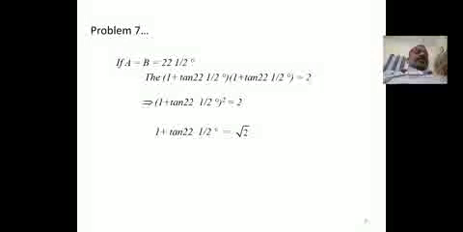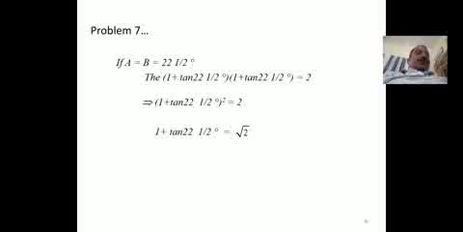Then what we will get? A equal to B equal to 22 and a half. If you substitute this value, then (1 plus tan 22½) into (1 plus tan 22½) equal to 2. So (1 plus tan 22½) whole square equal to 2. 1 plus tan 22½ equal to root 2.